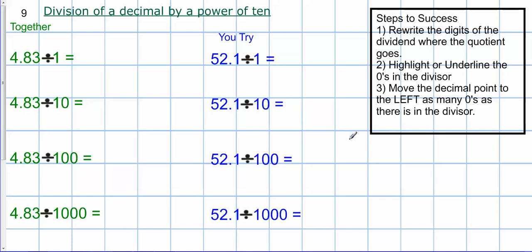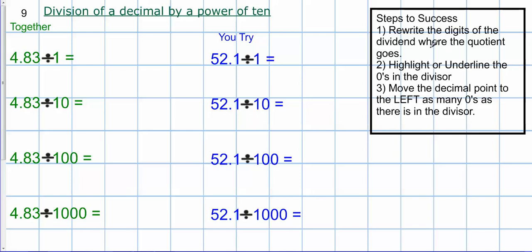We have number 9, division of a decimal by a power of 10. So first of all, here's what we have to realize. What in the world is a power of 10? Well, a power of 10 is basically 1 or 1 with zeros behind it. As you can see here, I've listed the first 4 powers of 10: 1, 10, 100, 1,000, 10,000, 100,000, a million, 10 million, 100 million, a billion, so on and so forth. So powers of 10 are 1 with no zeros or any number of zeros.